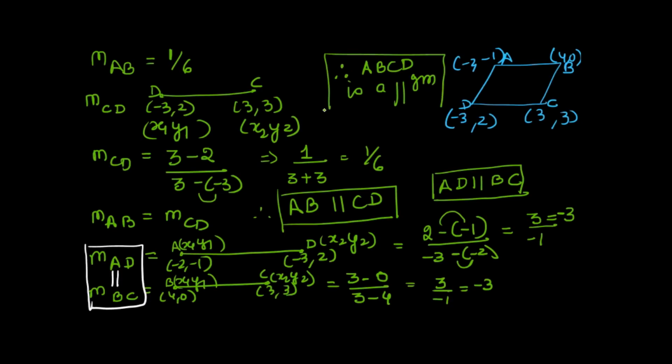I hope this question is clear. How, using the slope of the line, we can prove a quadrilateral to be a parallelogram when the 4 vertices are given to us.